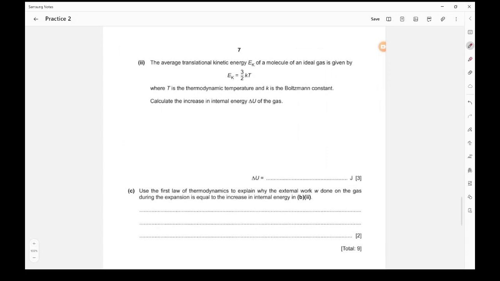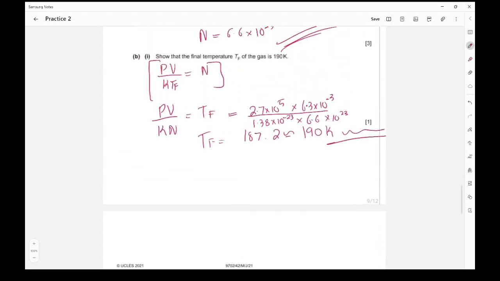The average translational kinetic energy of a molecule of an ideal gas, so they are dealing with one molecule over here, is given by this expression, where T is the thermodynamic temperature and k is the Boltzmann constant. Calculate the increase in the internal energy of the gas, delta U. So internal energy is actually dependent on the kinetic energy. So we already have the number of molecules. We just simply multiply it, and that is it. What is there to consider? Anyway, let's just read the question.